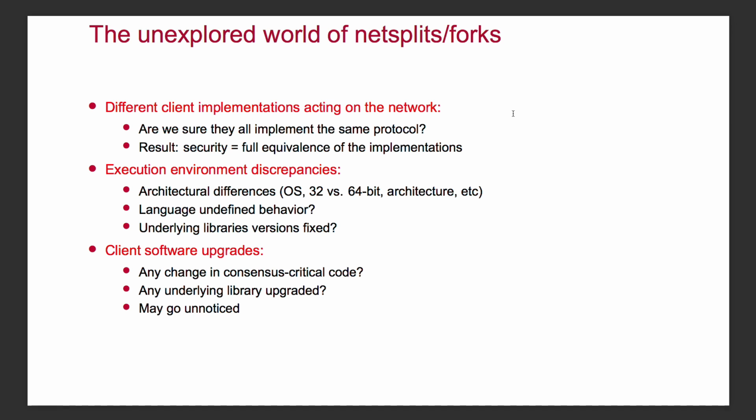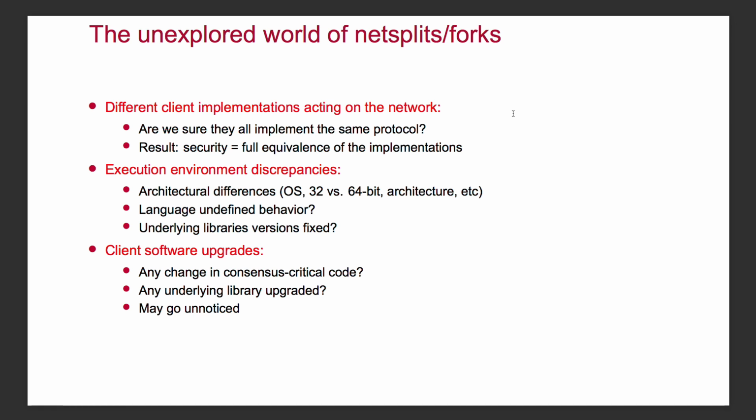So what else? Yeah, execution environment discrepancies. Even if there are no multiple implementations running, even if I have just my C++ implementation, it may still be running on different operating systems, on different architectures, like 32 or 64-bit. There may be some differences that I don't know about currently that are going to make the client behave differently. Or the client may use some undefined behavior, for example undefined C++ behavior, which will turn out one way on one system and another way on another system.